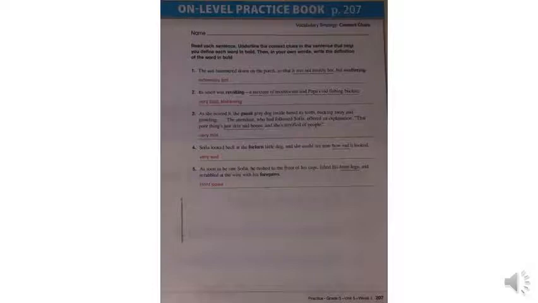So next in class we answered page 207 together. For this exercise, this is in your Turn practice workbook, we read the sentence and then we were supposed to underline the context clues in the sentence that help you find the definition for the word that is in bold, and then write a definition for the word in bold.